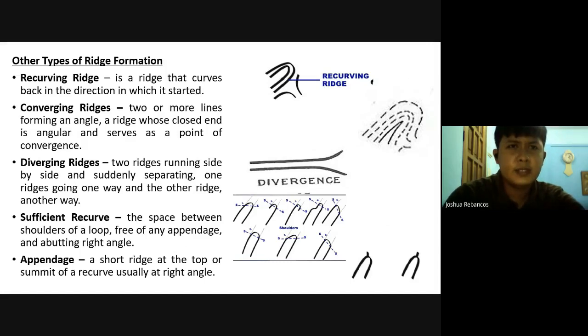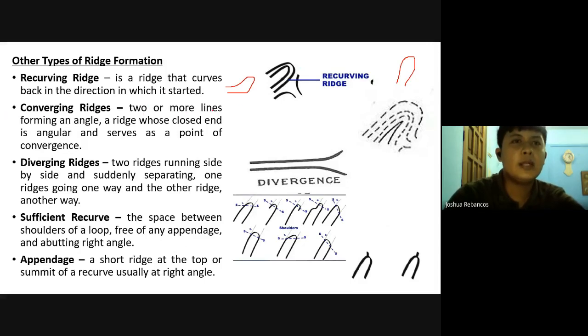So yun. Recurving ridge is a ridge that curves back in the direction in which it started. So kung nanggaling si Pedro dito at bumalik siya papunta doon, that is considered a recurving ridge. Ayan. Yan ay tinatawag natin recurving ridge. And we have converging ridge.